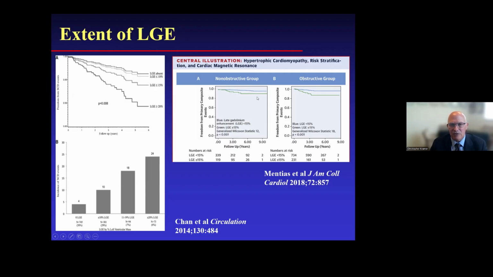The study on the right is from the Cleveland Clinic group led by Milind Desai, who was part of the HCMR executive committee. And you can see that in green, whether you're obstructive or non-obstructive, patients with LGE more than 15% had increased events, less freedom from primary composite events.